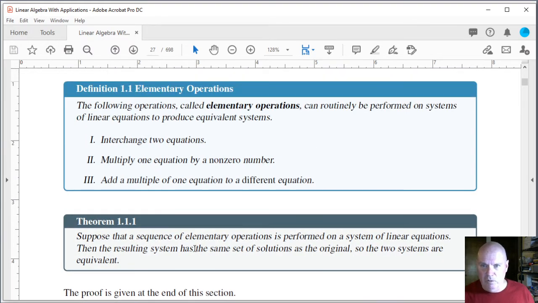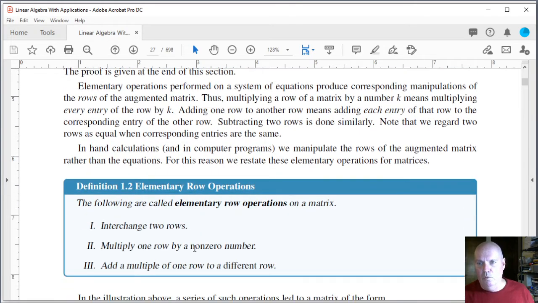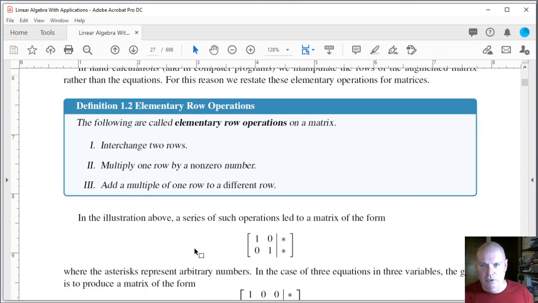Now, instead of working with the linear system of equations, the notation is just a little simpler if we work with the augmented matrix, and the corresponding set of operations on the matrix that correspond to the elementary operations we can do on the system of equations. We can interchange two rows, multiply one row by a non-zero number, and add a multiple of one row to a different row. So let me work through an example to illustrate the process here.